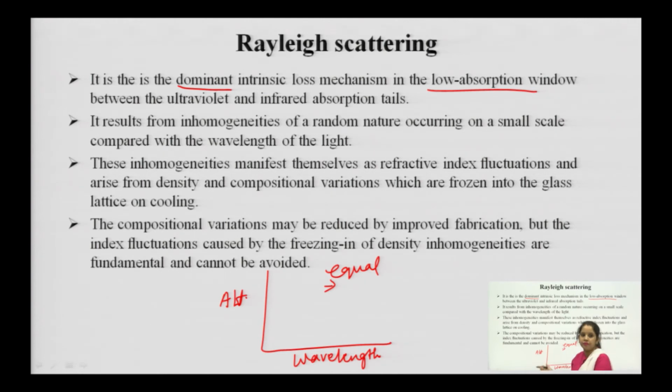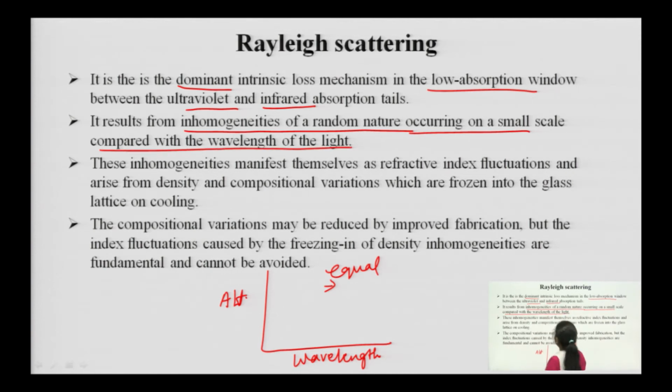That means, in the low absorption window between the ultraviolet and the infrared absorption tail, this is one of the most dominant loss mechanisms. It results from inhomogeneities of random nature occurring on a small scale compared with the wavelength of the light. It occurs due to inhomogeneities of random nature, when the inhomogeneity is small as compared to the wavelength of the light.